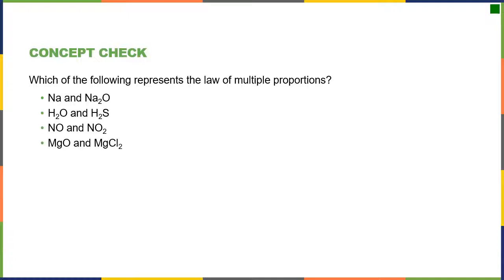So let's look at these. Which of these represents the law of multiple proportions? Well, first of all, it has to be the same two elements. So therefore, not this one, or this one, or this one, because the elements are changing. It is only this one.